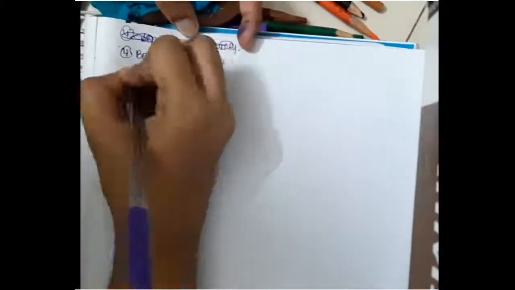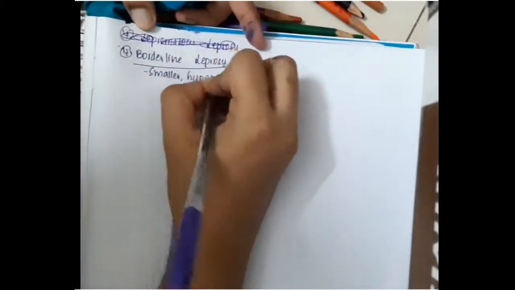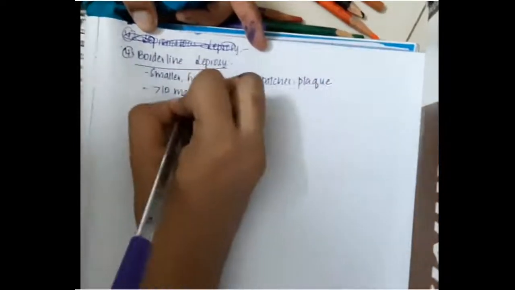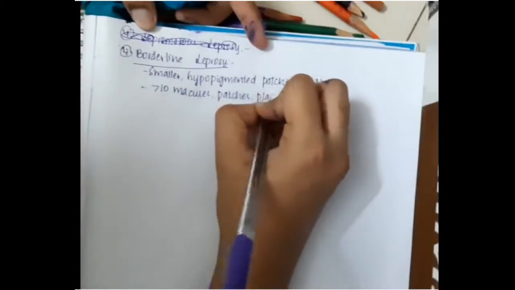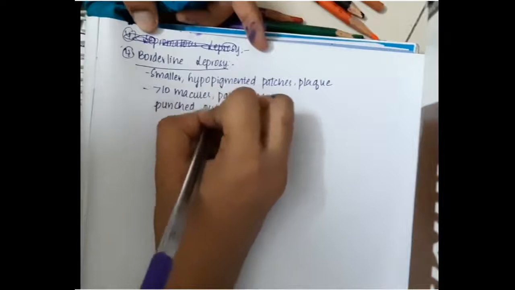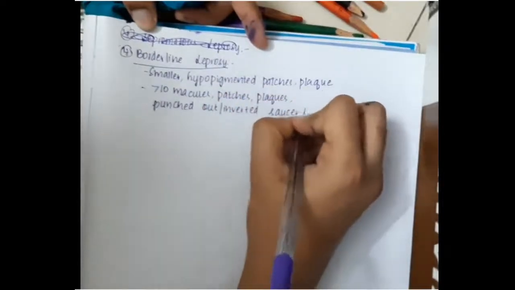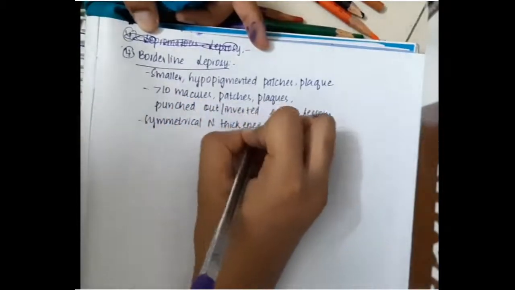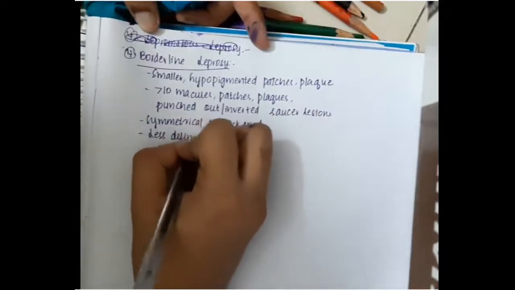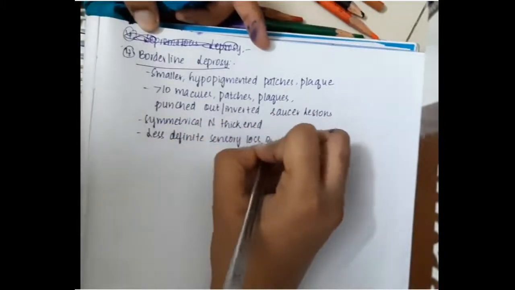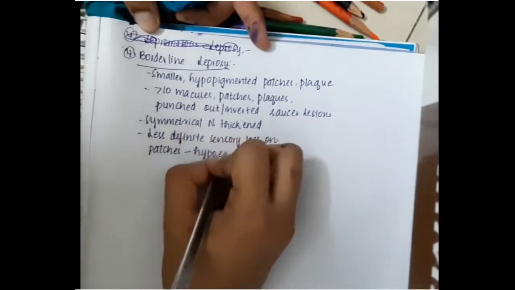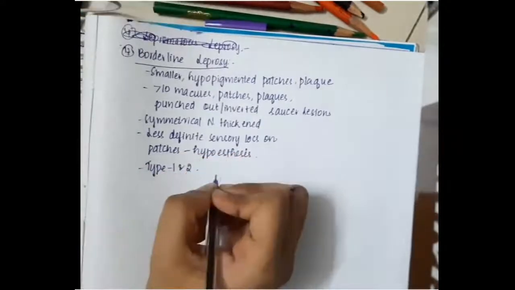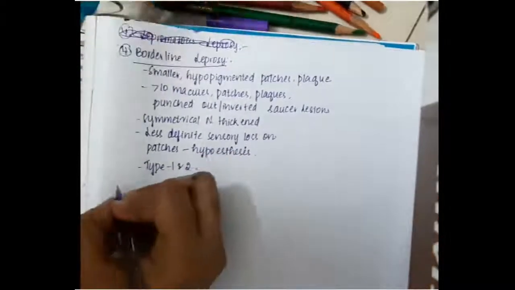In borderline lepromatous leprosy, you will see smaller hypopigmented patches or plaques, more than 10 macules, papules, plaques, punched out or inverted saucer lesions. You will see symmetrical nerve thickening with less definite sensory loss on the patches showing hypoesthesia, and type 1 and type 2 lepra reactions are also seen in borderline leprosy.